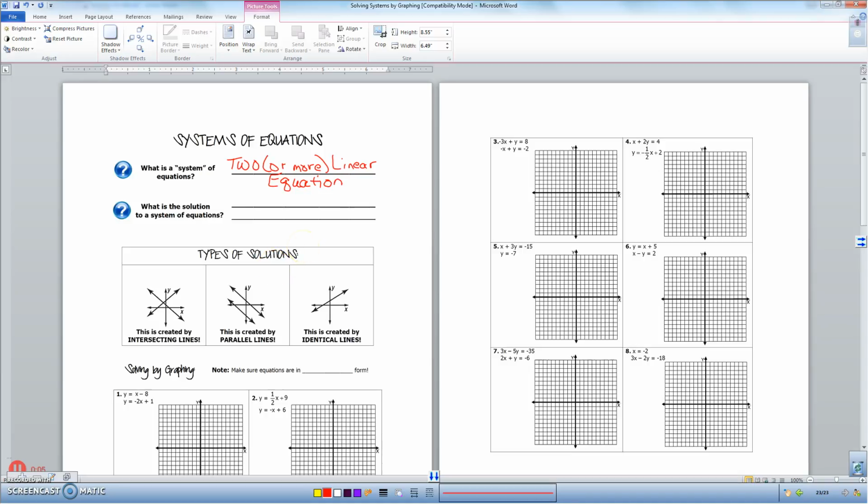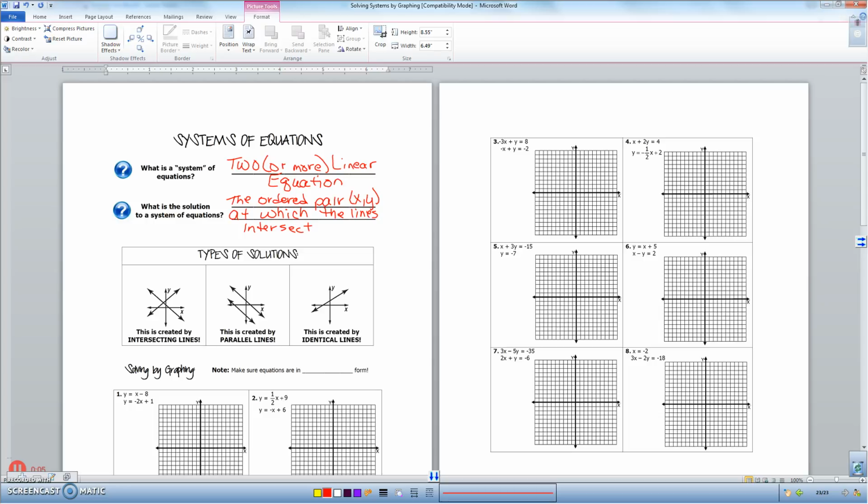Now, the second question is, what is the solution to a system of equations? The solution is where the lines intersect. So we're going to write the ordered pair. And that means we're going to have an x and a y coordinate at which the lines intersect. Okay? So the ordered pair, x and y, at which the lines intersect.